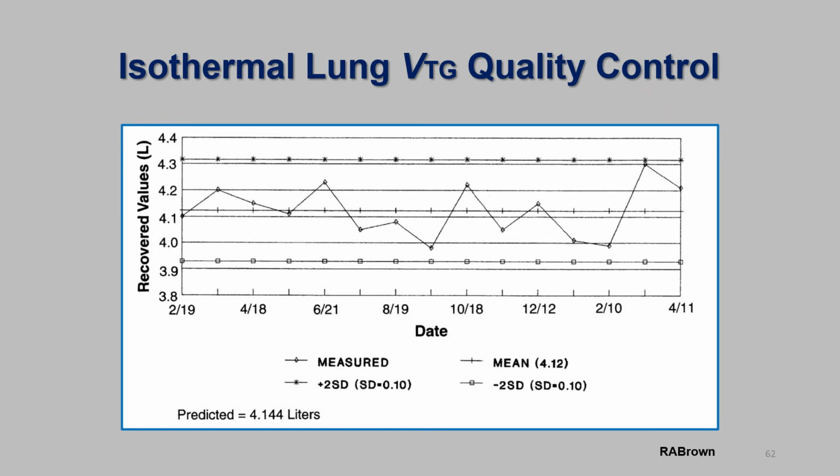This figure illustrates isothermal lung VTG quality control results plotted over a period of time. A lung analog with a constant and known volume is used to simulate a subject's lung volume. Note how the recovered volumes fall within plus or minus 5% of the predicted value, which was 4.144 liters, which indicates acceptable instrument performance.